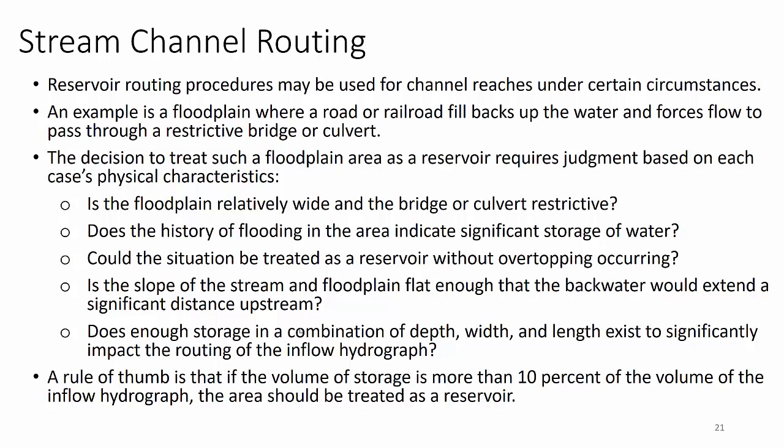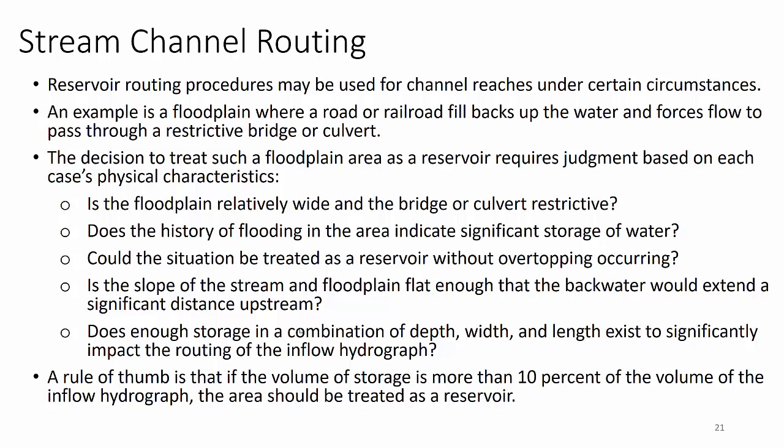Is the floodplain relatively wide and the bridge or culvert restrictive? Does it actually restrict flow? Sometimes it doesn't. Does the history of flooding in the area indicate significant storage of water? And that's pretty easy to tell. You go to the bridge and you look around on the upstream side. You look for flood debris in the trees or on the banks. Could the situation be treated as a reservoir without overtopping occurring?